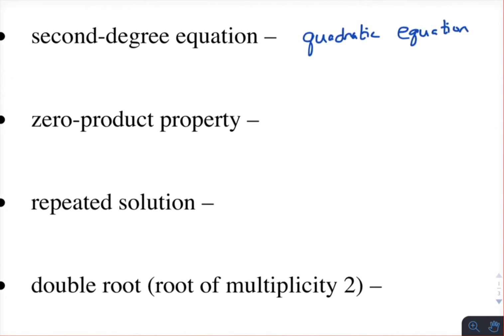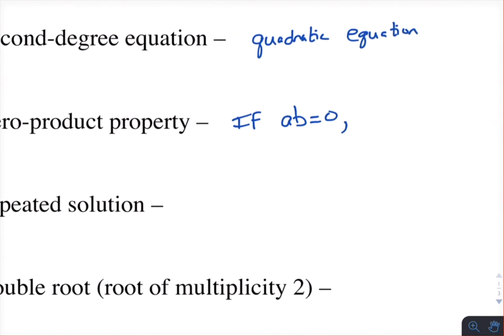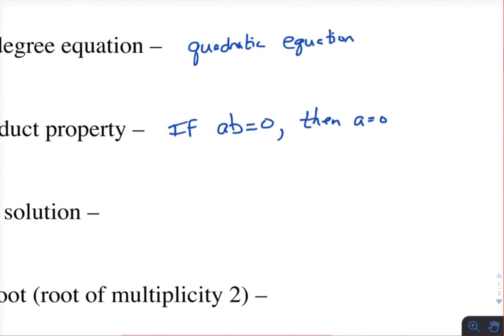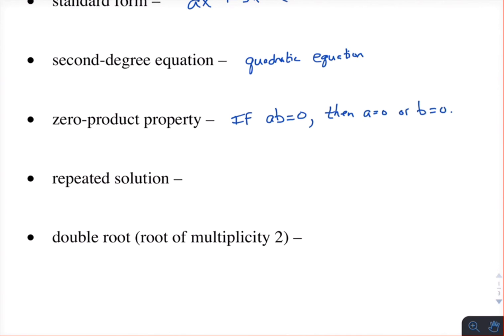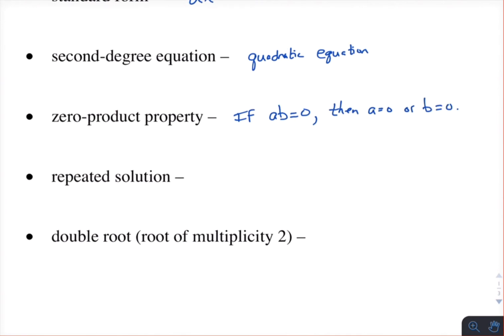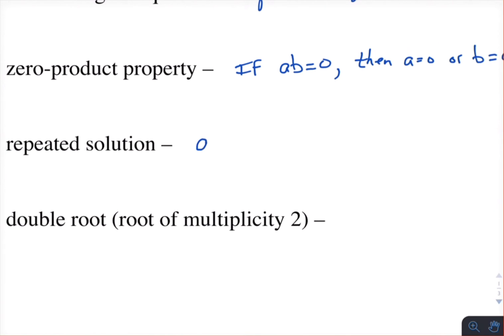So the zero product property from your algebra days, remember that if a times b is equal to 0, then either a equals 0 or b equals 0. Because the only way to get a product of 0 is if one of the two factors is 0. A repeated solution is just a solution that happens more than once.